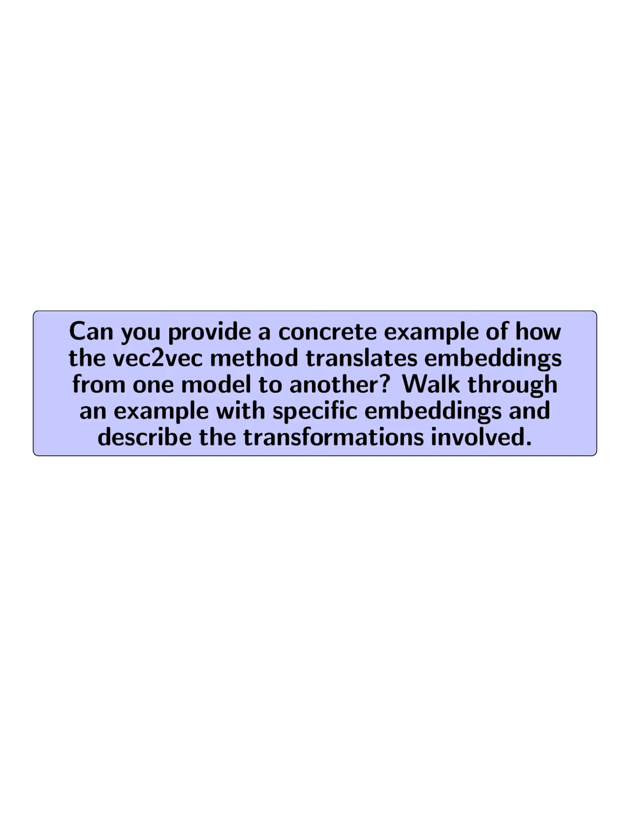Can you provide a concrete example of how the vec-to-vec method translates embeddings from one model to another? Walk through an example with specific embeddings and describe the transformations involved.